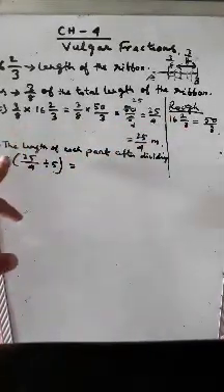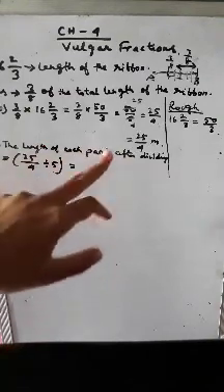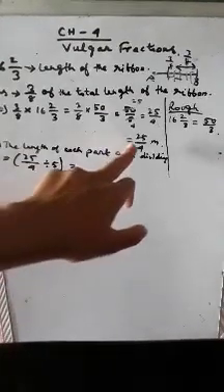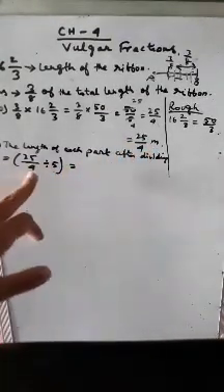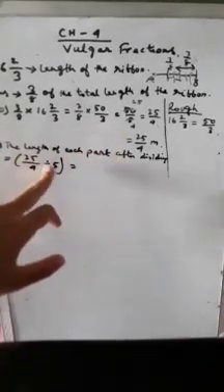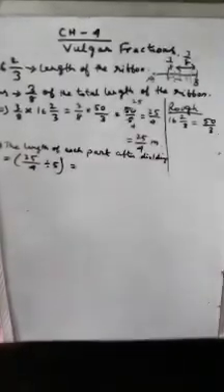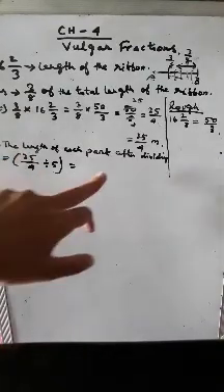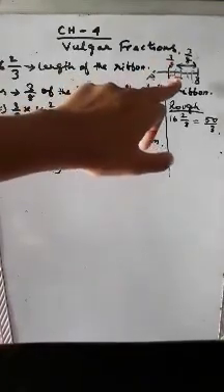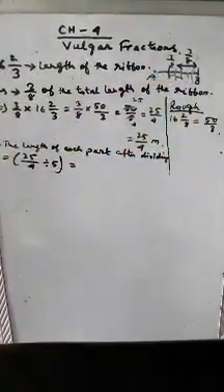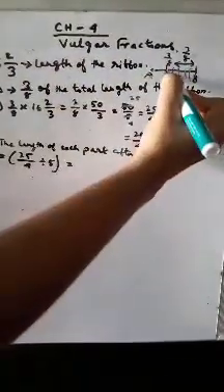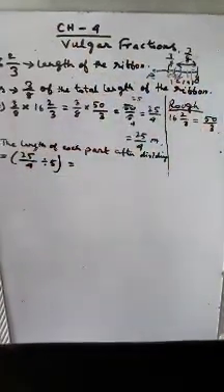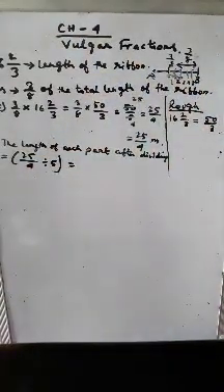So what we have done in the next step: the length of each part after dividing into 5 equal parts will be 25 by 4 divided by 5, isn't it? Because you have to divide it further into 5 equal parts. So what will be the length of each part? Each part means one small part. See, these are the small parts. You have to find the length of these small parts: 1, 2, 3, 4, 5. So just do the calculation, students.